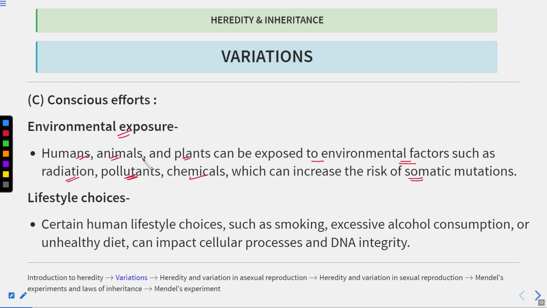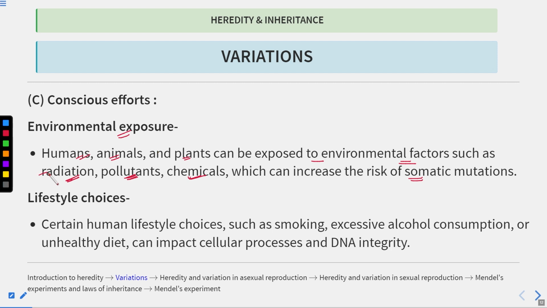Okay, if we talk about water pollution also, there are a lot of heavy metals. There is a lot of pollution in the air also. We have sulfur dioxide and other toxic gases. Then radiations also. Humans can be exposed to radiations, chemicals and toxins, and all of these can cause changes in the somatic cells, leading to somatic mutations.